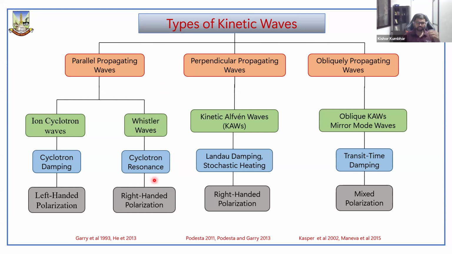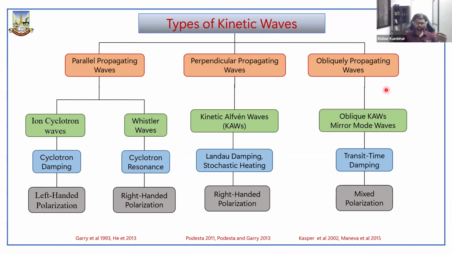And just like the AIC waves, or ion cyclotron waves, they interact with the matter with a process called cyclotron resonance. And another branch is basically the perpendicular KAW waves, which we will be discussing throughout this talk. And the last branch is basically the obliquely propagating waves, in the sense the waves which propagate at an angle of 45 to 75 degrees.